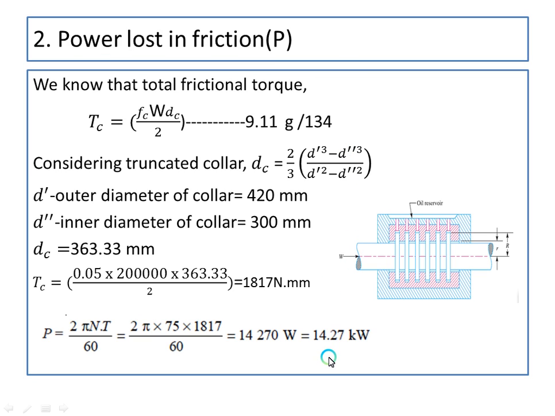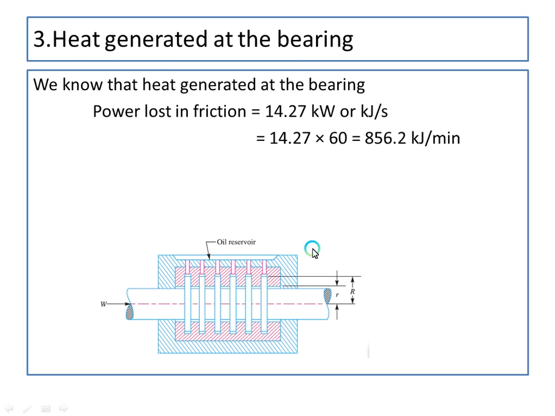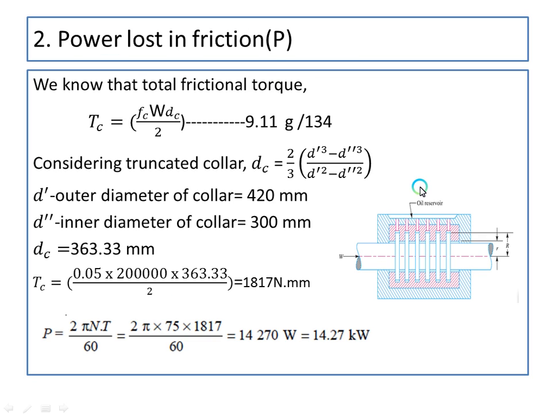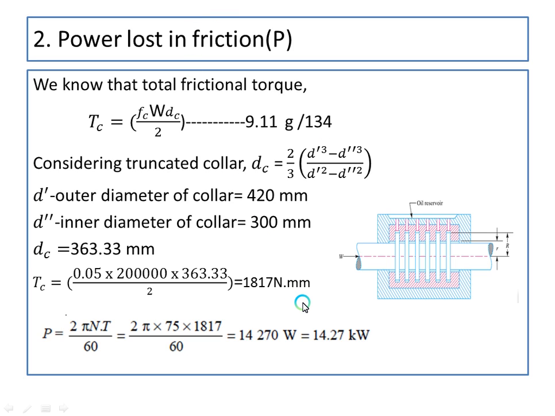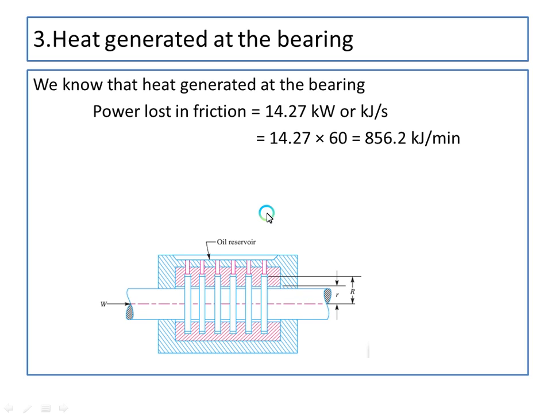As you can see here, it is in kilowatt, so I need to get it in kilojoule per minute. Since watt is equal to joule per second, this will be kilojoule per second, so kilojoule per second to minute is nothing but 14.27 into 60, where you will get the answer as 856.2 kilojoule per minute. So here the heat generated at the bearing and the power lost in friction will be equal. Hence this problem is solved.